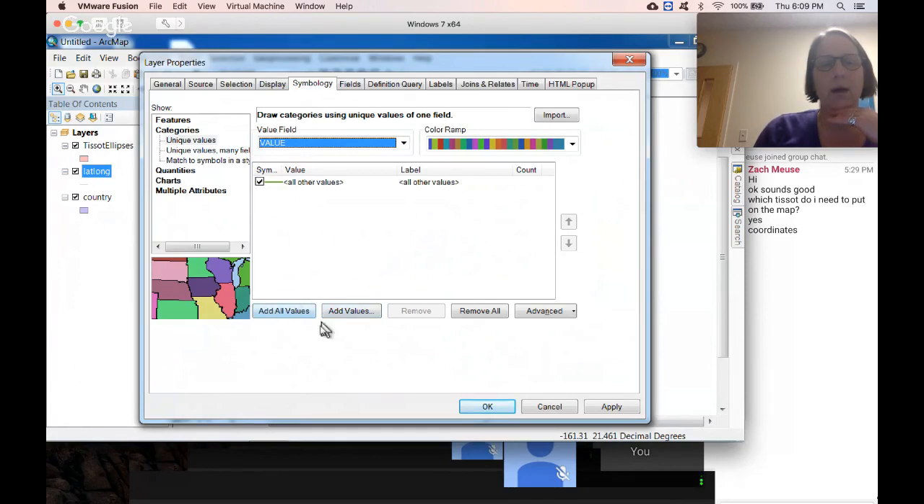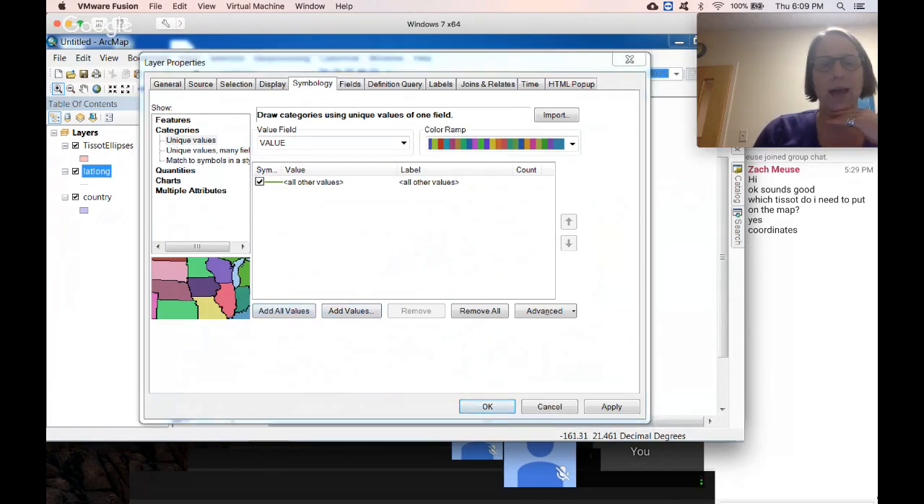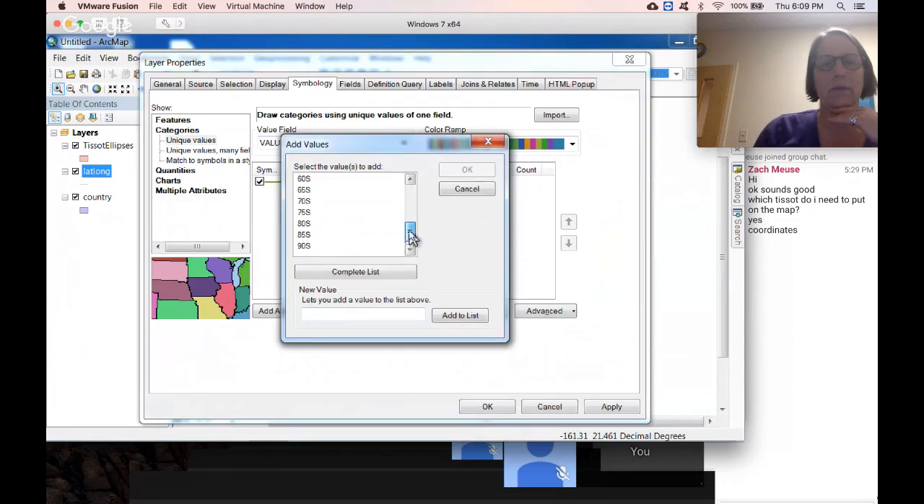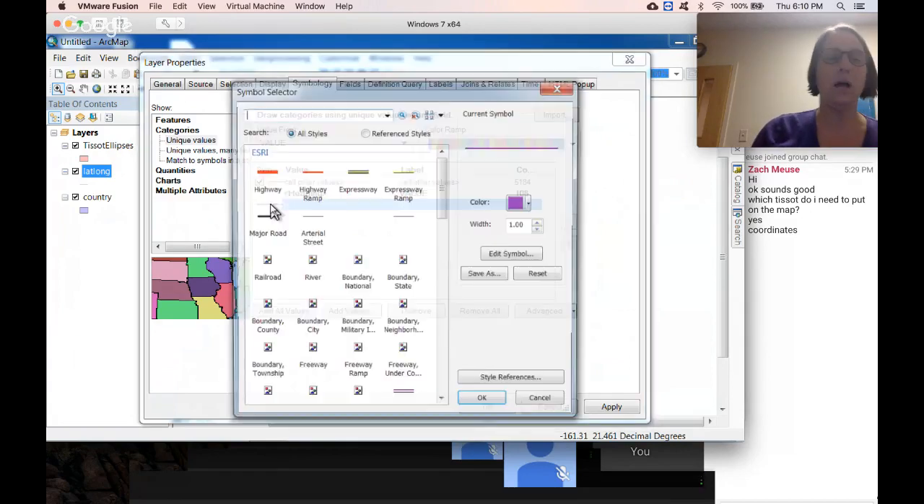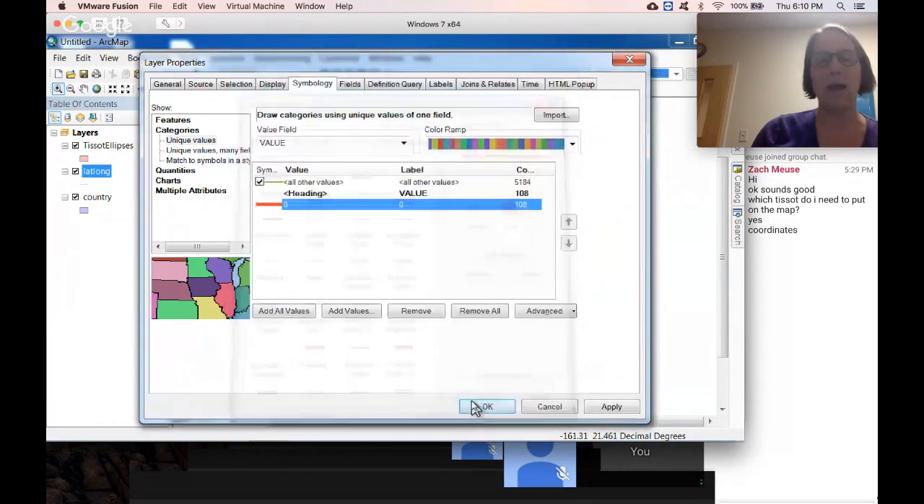And instead of adding all values, I'm going to just click this Add Values button, and if I scroll around, it looks like I'm missing my zeros, but I want my zeros, so I'm going to hit Complete List. 0 is now there, and I'll click that one, and that's the only one I want. I'm going to click OK. So 0 now can have, that's 0 degrees latitude, which is the equator, and 0 degrees longitude, which is the prime meridian, and they can now have a different color. So I'm going to give them a big fat red line.